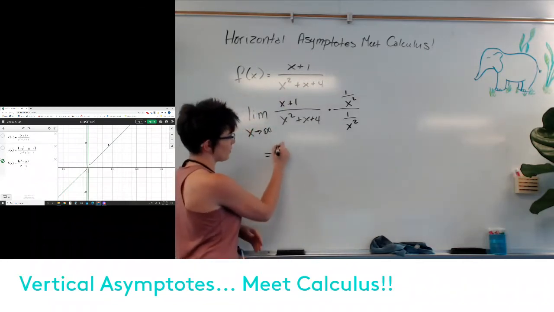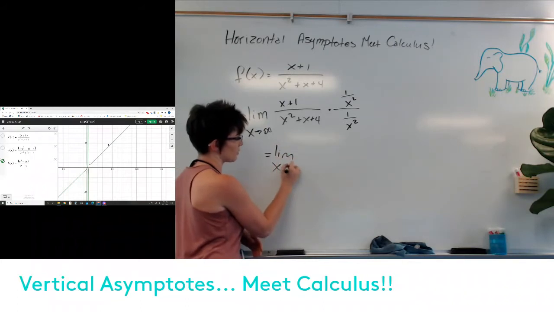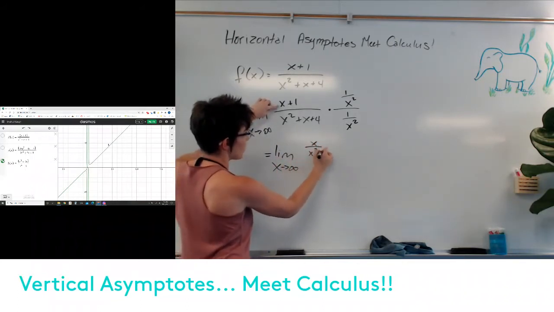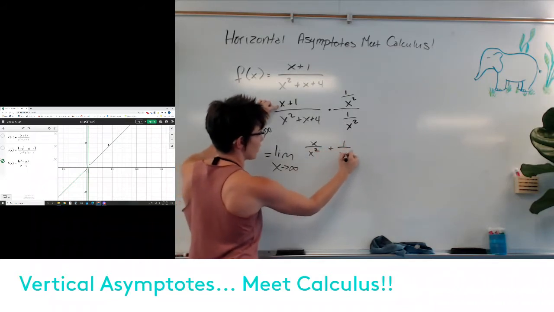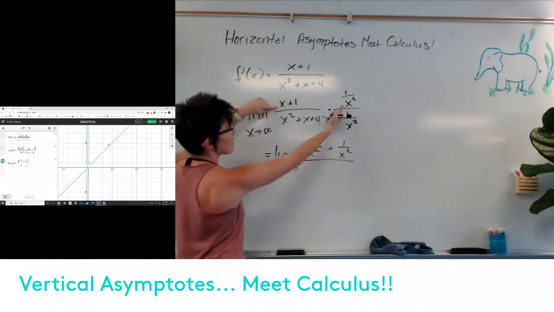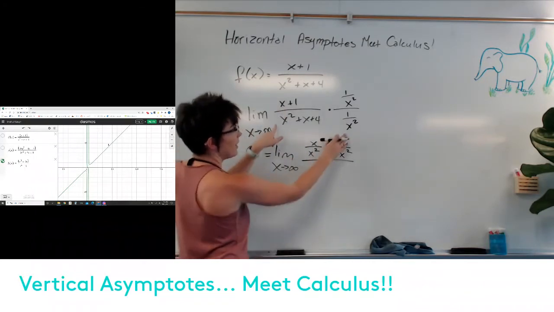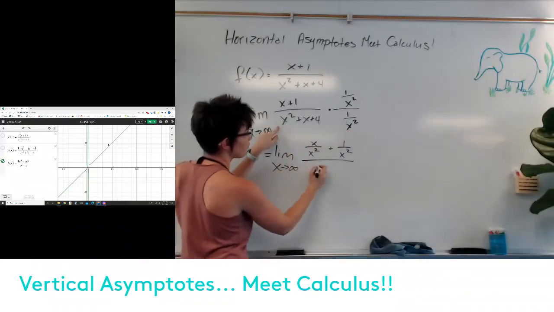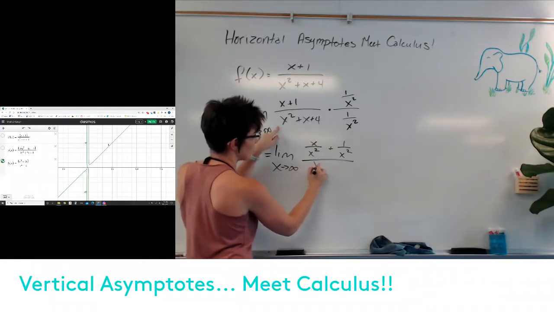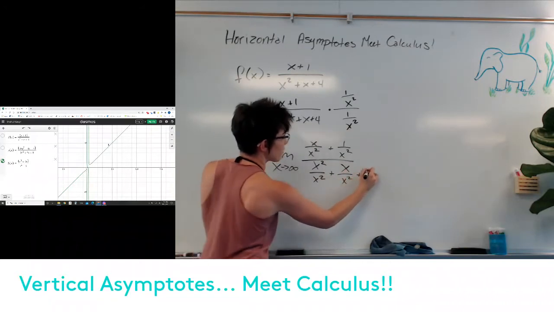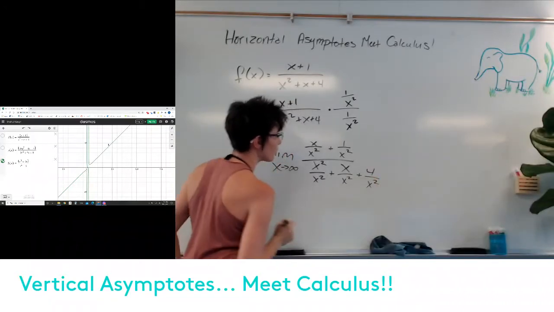So I get something that appears like the limit as x approaches infinity of x divided by an x squared plus 1 divided by an x squared. So I've taken this and I multiplied it here. That's where I get the x on top and the x squared on bottom. Now I'm going to do it again here. I get essentially x squared over x squared plus x over x squared plus 4 over x squared.